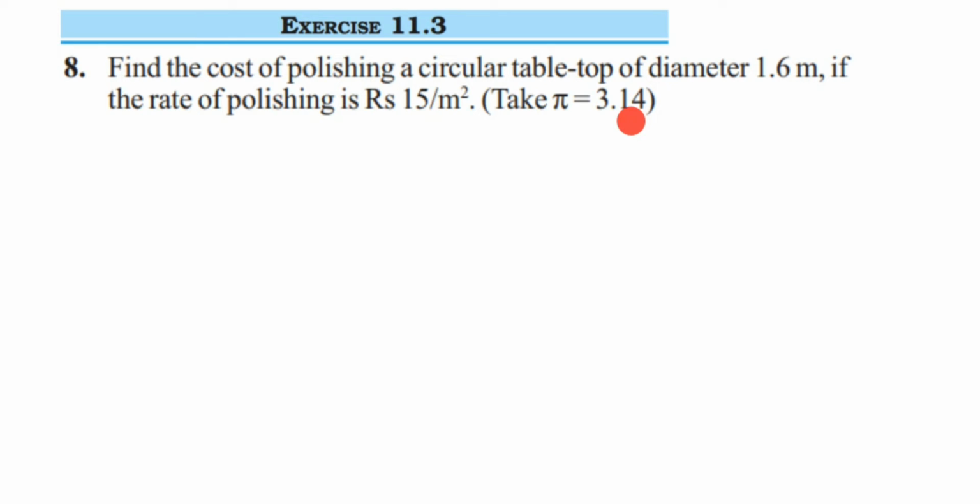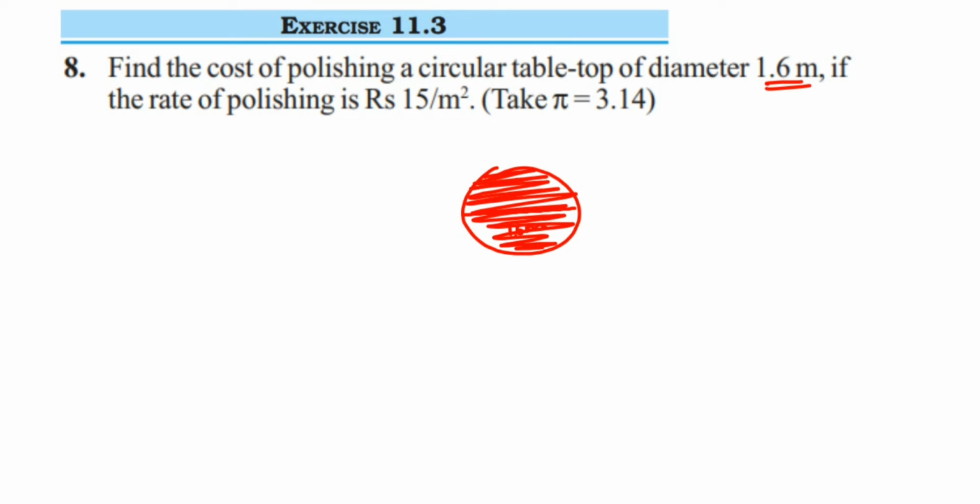They have given that to find the cost of a circular tabletop, means a table which is in the shape of a circle, and the diameter of the circle they have given is 1.6 meter. So we have to find out the cost of polishing the circular table, means this whole area of the circular table we have to find out. Since we're doing polishing here, we have to find the area of the circular table, and they have given the diameter, and then later we have to find out the total cost of it. So let's find out.